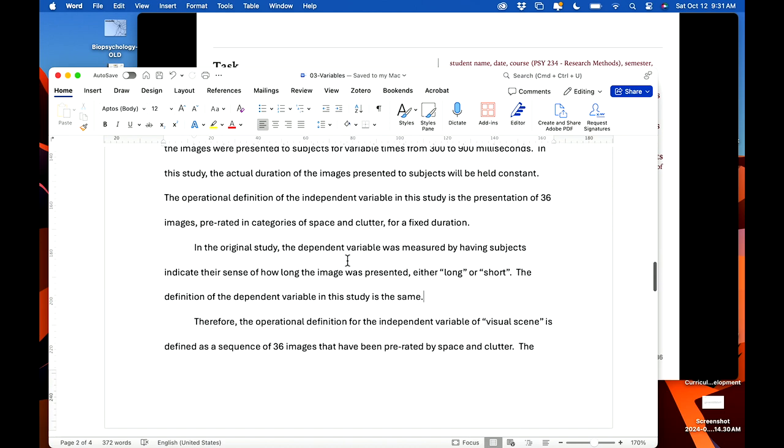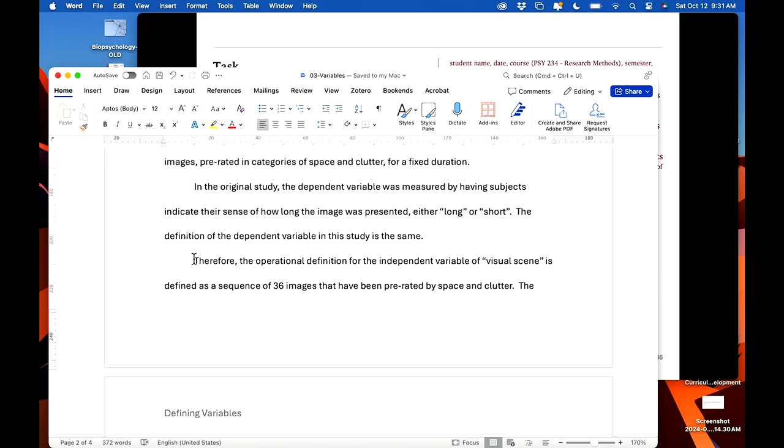I then go on to the dependent variable. In the original study, the dependent variable was measured by having subjects indicate their sense of how long the image was presented, either long or short. The definition of the dependent variable in this study is the same.